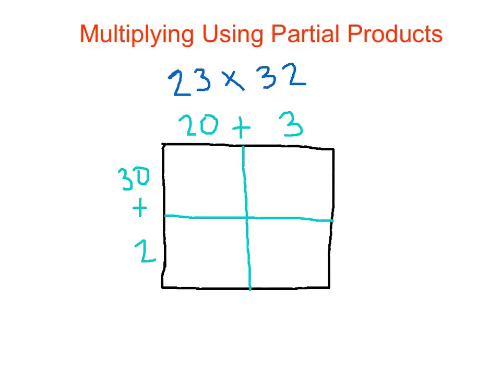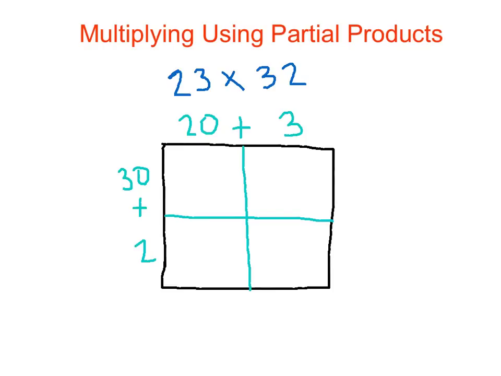And you notice the rule still applies. If you see an addition symbol, I draw a line. Instead of breaking it up like when we did arrays, where 20 and 3 would have been 10 plus 10 plus 3, using partial products you're just going to use place value. 20 plus 3, 30 plus 2. Exactly. And then we just start to multiply.